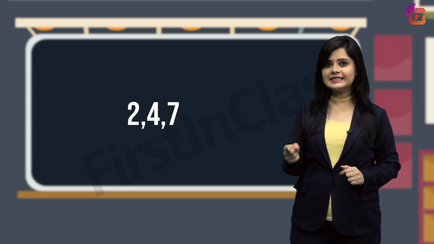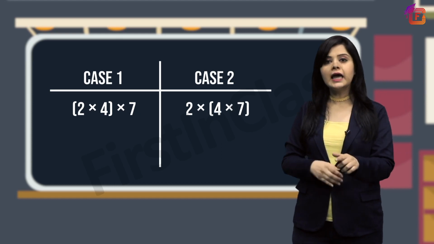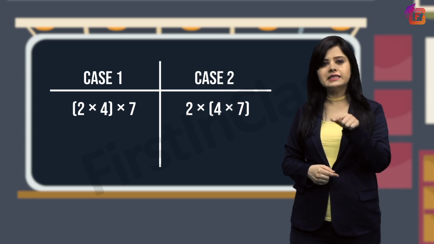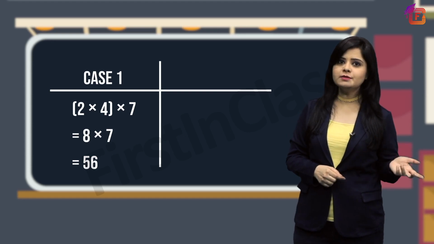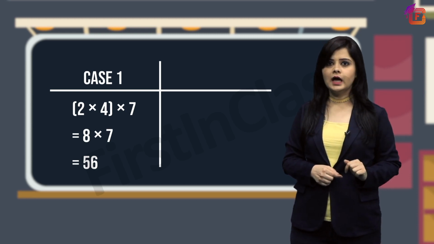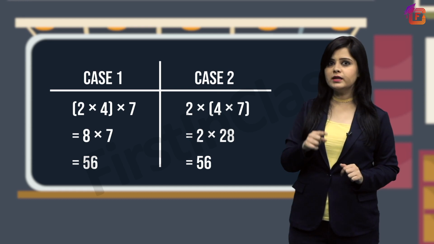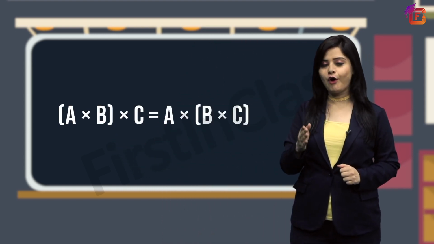Now, can you check the case in multiplication taking the same numbers? In case 1, multiply 2 by 4 first and then multiply the product obtained by 7, and in case 2, multiply 4 by 7 first and then multiply the product obtained by 2. Now in case 1, 2 multiplied by 4 is 8, which when multiplied by 7 gives us 56. Now let us understand case 2. 4 multiplied by 7 is 28, which when multiplied by 2 gives 56 as the product. Well, you can observe that the product is the same in both the cases. So, multiplication is associative for whole numbers.